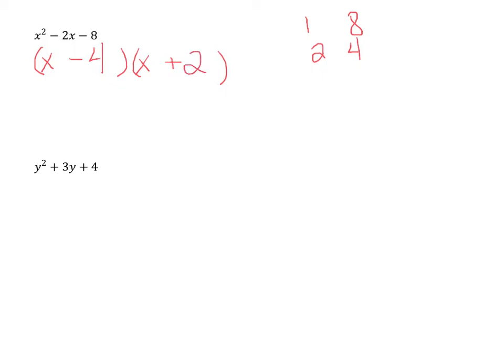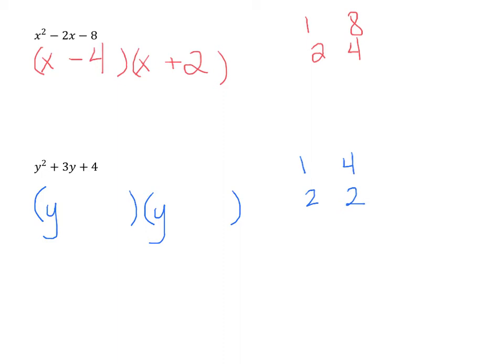You can always multiply it back out to check. x squared plus 2x minus 4x, that's negative 2x, minus 8. Looking at the next one, I know my first term is y. I know that I need multiples of 4. So that's 1 and 4, or it's 2 and 2.